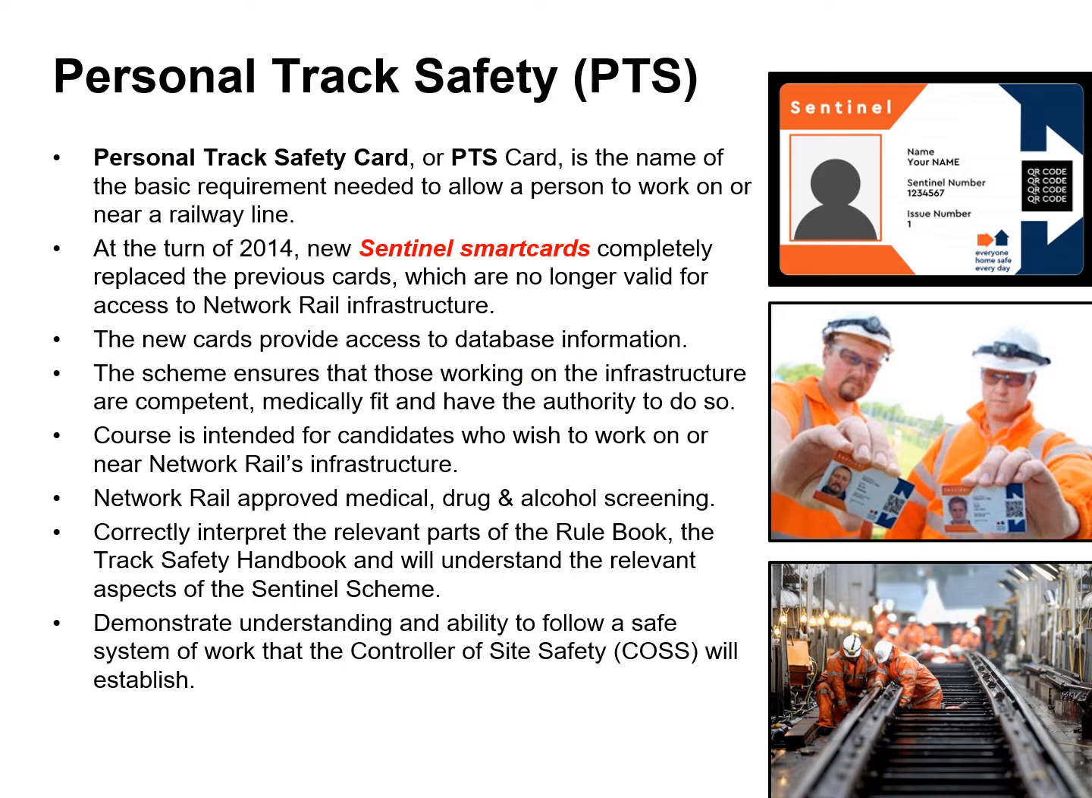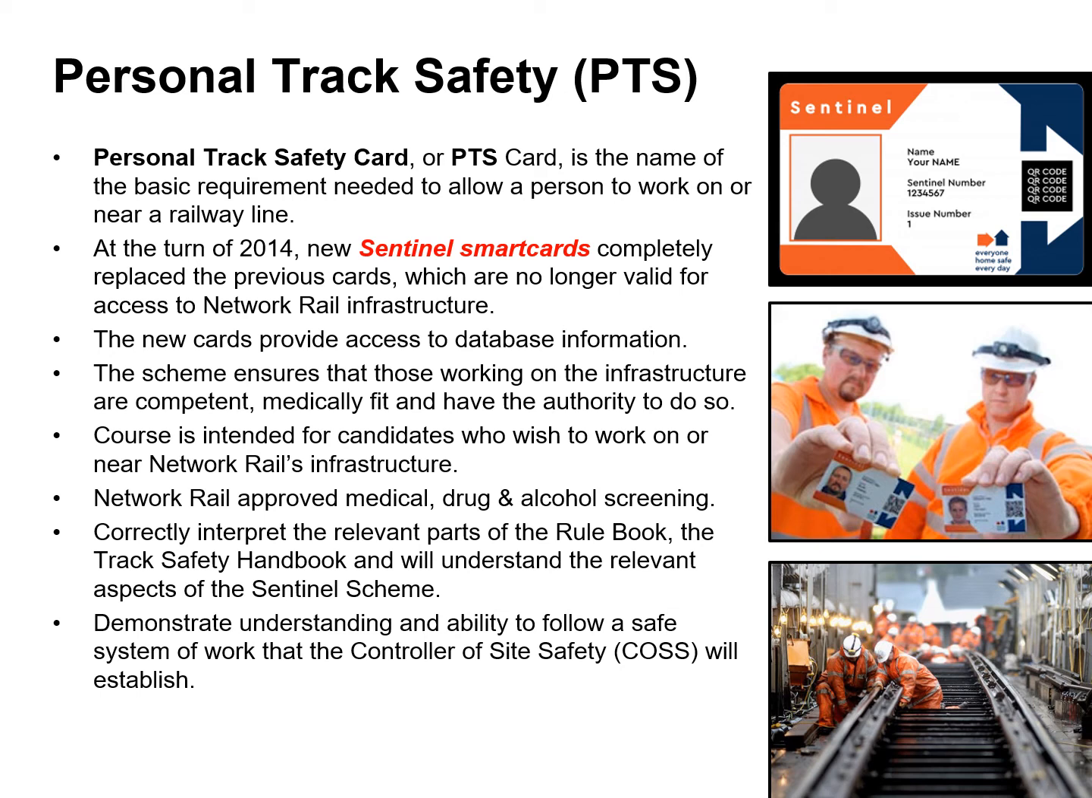So to work on the railways, you have to undertake what's called personal track safety training. In the days of old, you would get a PTS card to demonstrate that you've undertaken this training, but in 2014 that system was replaced with a Sentinel smart card system. These new cards provided access to a database of information regarding the operative by using a QR code on the card itself. The scheme ensures that those working on the infrastructure are competent, medically fit and have authority to do so. The course is intended for candidates who wish to work on or near Network Rail's infrastructure.